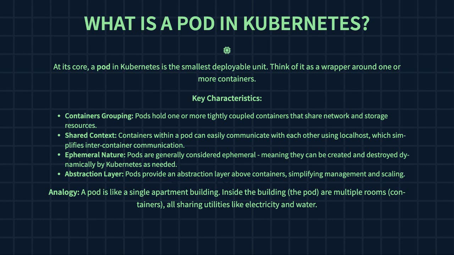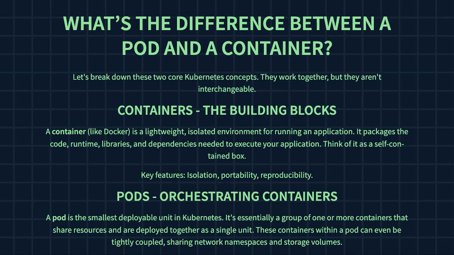Okay, let's talk about pods. They're really fundamental to Kubernetes. Essentially, a pod is like a tiny home for your containers. It groups one or more containers that need to work together closely. Maybe they share network resources or storage. They're designed to be easily managed and scaled, and you can think of them as the smallest unit you can deploy in Kubernetes.